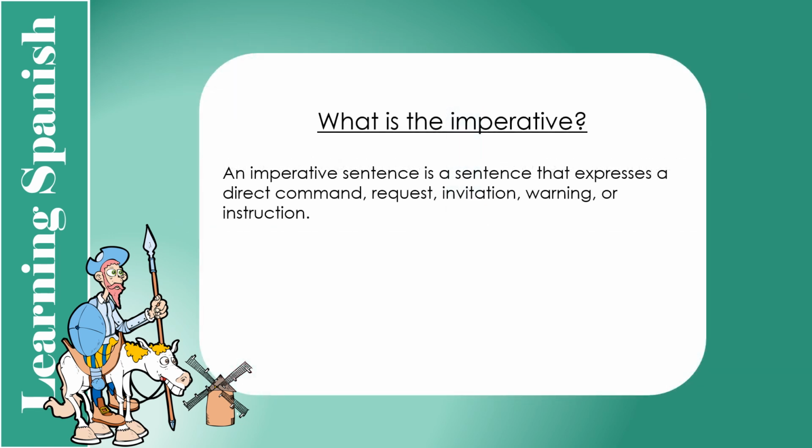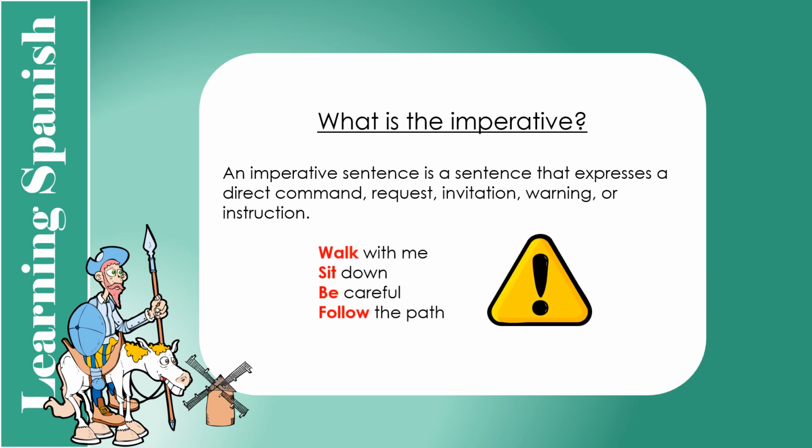An imperative sentence is a sentence that expresses a direct command, a request, an invitation, a warning, or an instruction. Some examples: walk with me, sit down, be careful, follow the path.